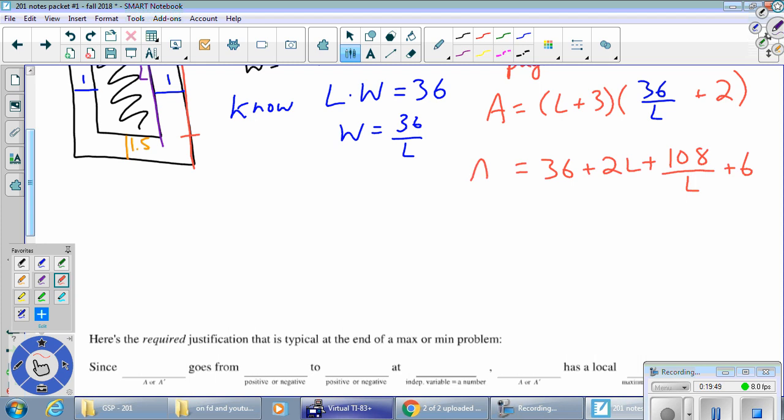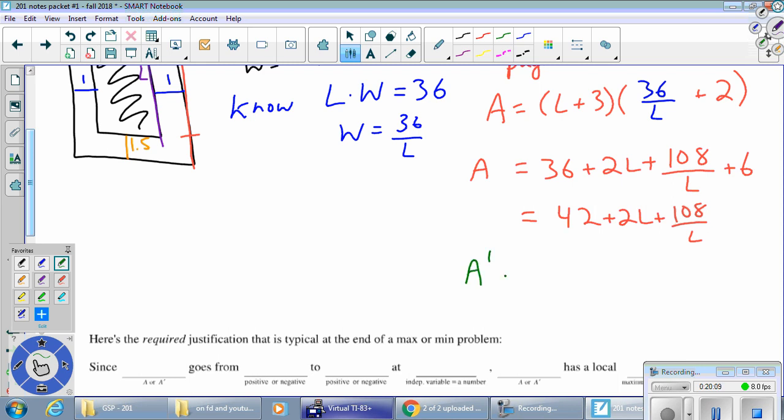So that's the formula for the area. Let's go ahead and clean that up. We'll just smush together the 36 and 6. That's 42 plus 2L plus 108 over L. Now it is in a good form for us to take a derivative. So let's use our good notation.